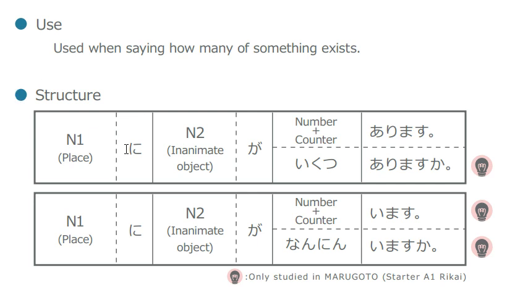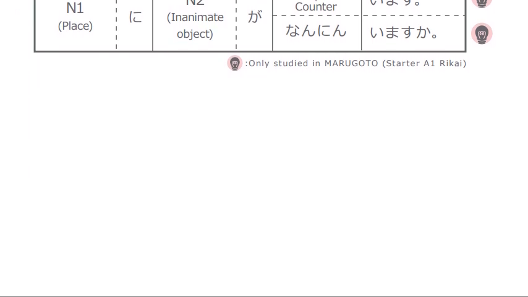So looking at the structure in more detail, note just like before when we're describing where something is located, after the location we have the particle ni, and then the object ga, and then arimasu or imasu. But in between ga and arimasu or imasu we have the counter. Now the counters vary depending on what you are counting.